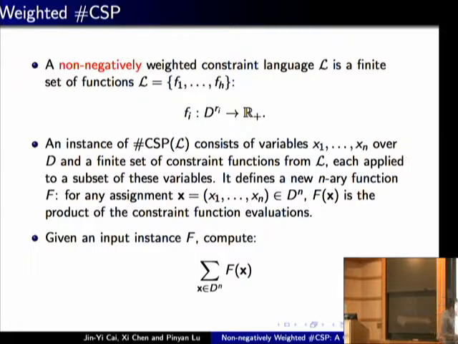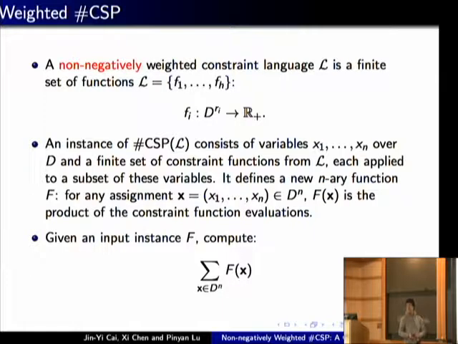So here we're given such an input instance. It defines for us an n-ary function, capital F, and we need to compute the sum of F over all possible assignments. In the usual weighted CSP formulation, you'd be adding instead of multiplying weights. Right, here you're multiplying and then adding. Yeah, that's one difference from studying optimization when you have weighted CSP. So here we multiply the weights and then sum them together.